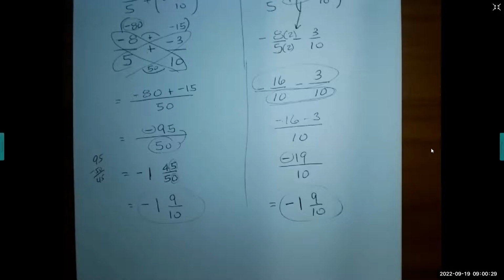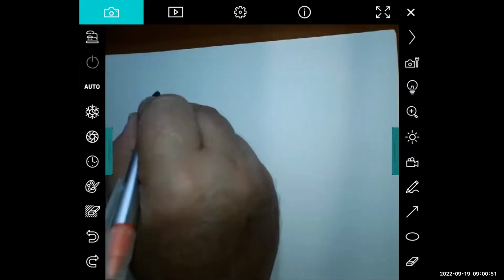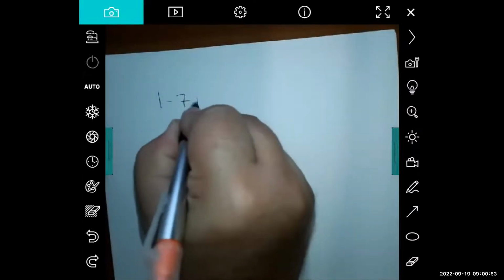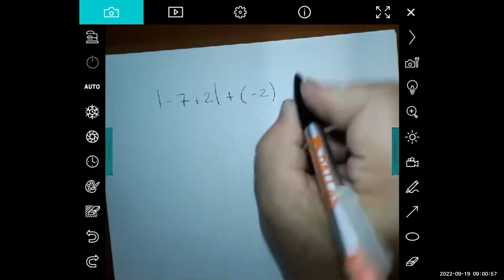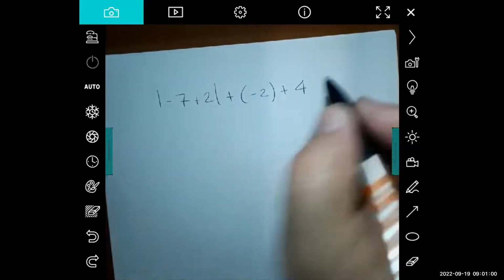All right, so again, I know y'all aren't fans of fractions. That's why I'm going to throw them in there as often as we can. Just get over the fear and learn how to use them. Let's do one more example now with everything we used here today so far. So we're going to do the absolute value of negative 7 plus 2, plus negative 2, plus 4.